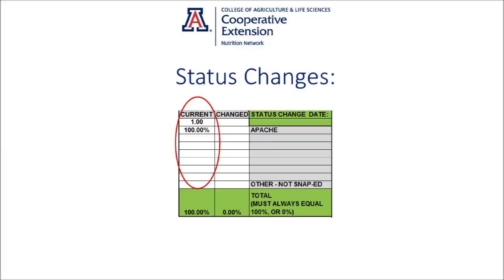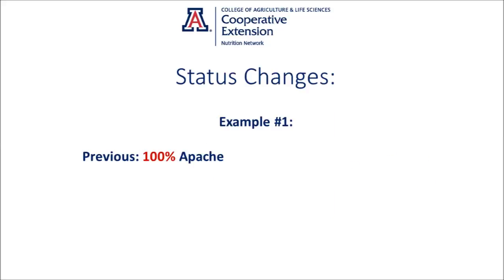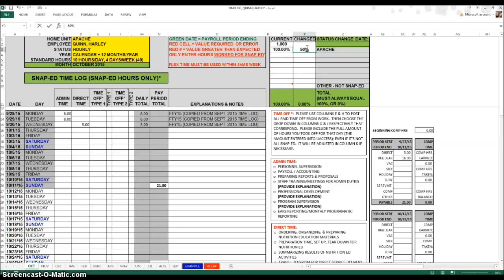Your current percentage will be listed in the current column on the left. You will not need to change anything in this column. Any change will need to be noted in the changed column. For example, if you change from being 100% in Apache to being 50% in Apache and 50% in admin, you would type 50% in the change column next to the previous Apache listing. Then you would type 50% in the next space in the changed column underneath and select admin from the drop-down list on the right. Next, you would type in the date that your status changed in the green box on top underneath status change date.